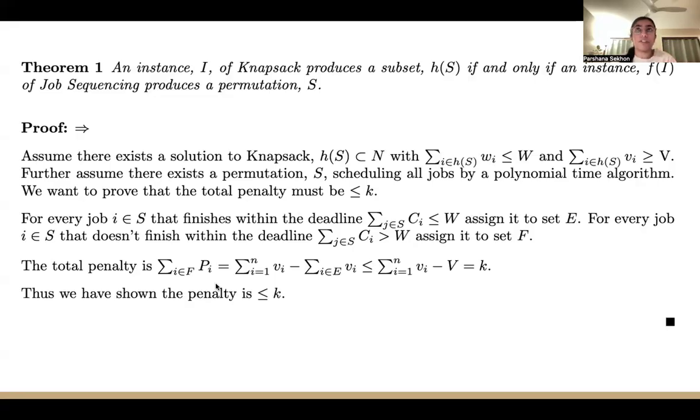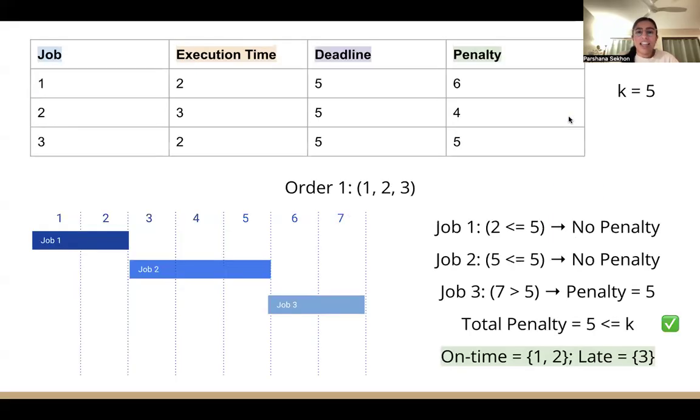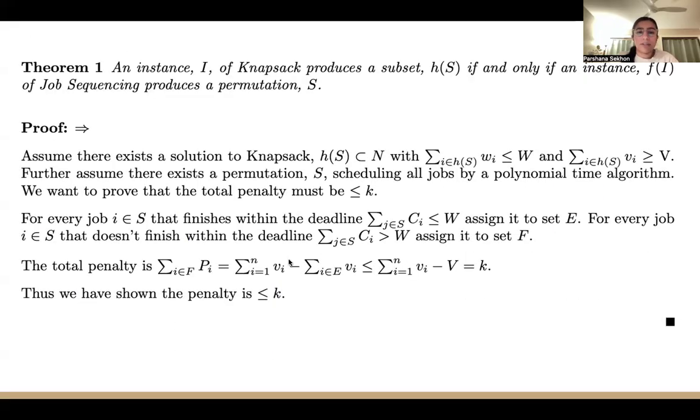Kind of intuitively, because we are splitting those sets into E and F, the summation of both of those sets would have to be all of the values. From what we have seen, we know this formula exists, and we can thus substitute this value right here as capital V, which is equal to K. Awesome. We have now proven that the total penalty is less than or equal to K.